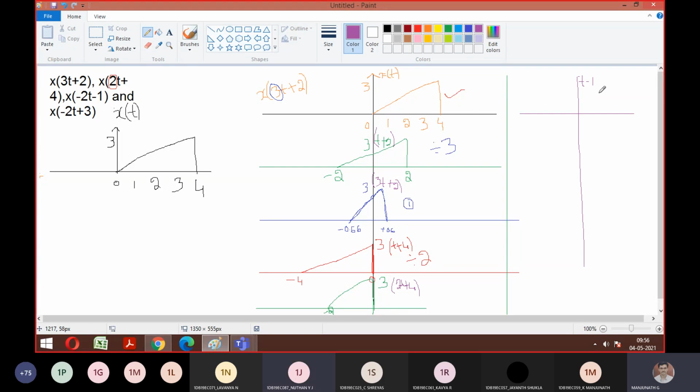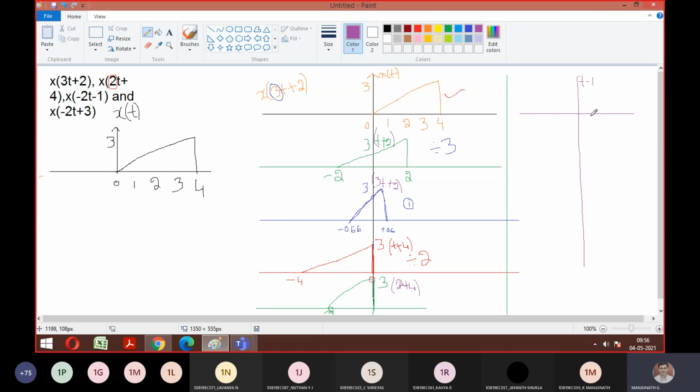T minus 1. Delay, sir. So now delay. This is the original circuit. So now tell me, after performing t minus 1, how will it happen? So what I told, 0 to 1 is the first shift, right? That is what I want.